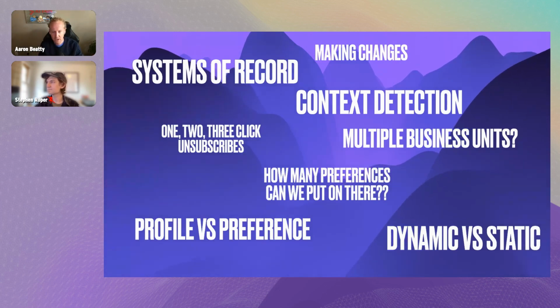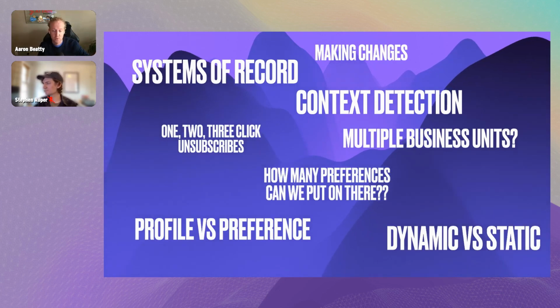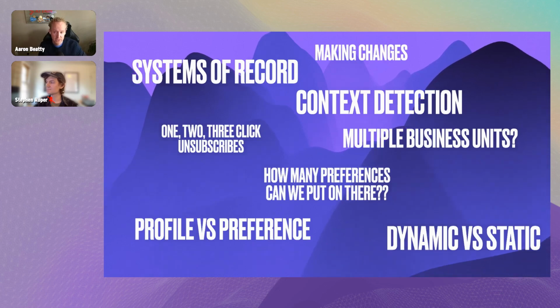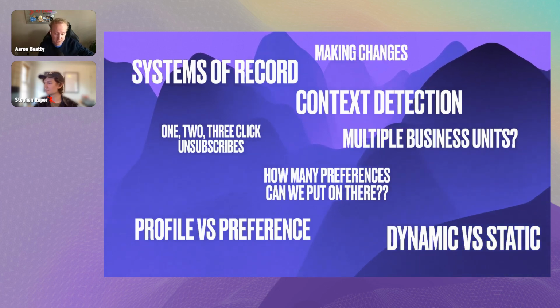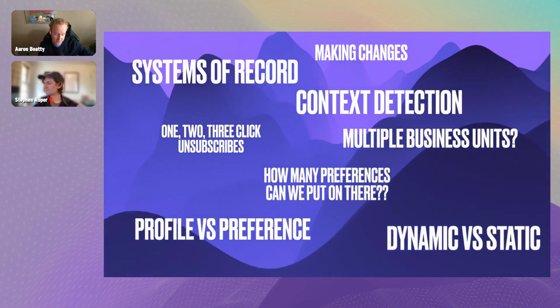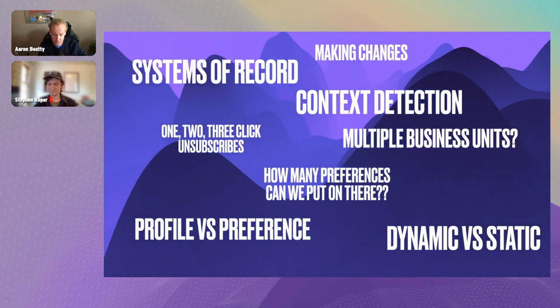So first off, making changes. Is this a preference center that's going to be static? Is it something that we're going to need to update over time? Maybe we have a new interest we want to include. Maybe we have a new preference we want to include. Maybe the name of our newsletter has changed or the description. So is it static or is it something we need to change? And if we do need to change it, do we need to build the preference center in such a way that the people that need to make those changes have the technical capability to do so?